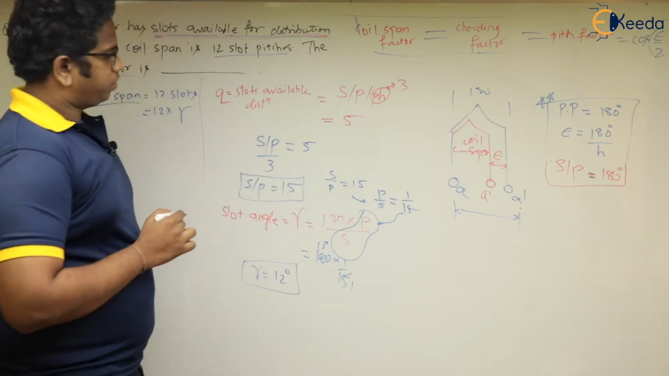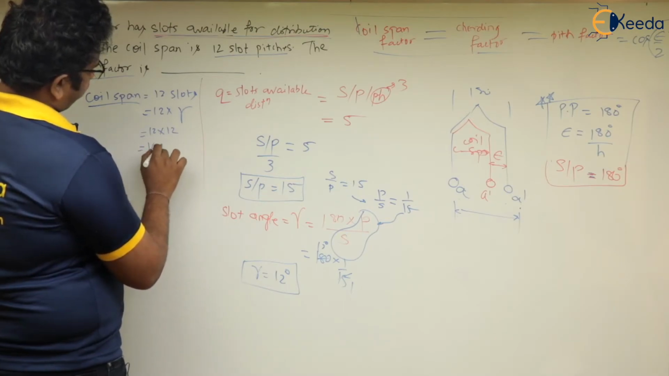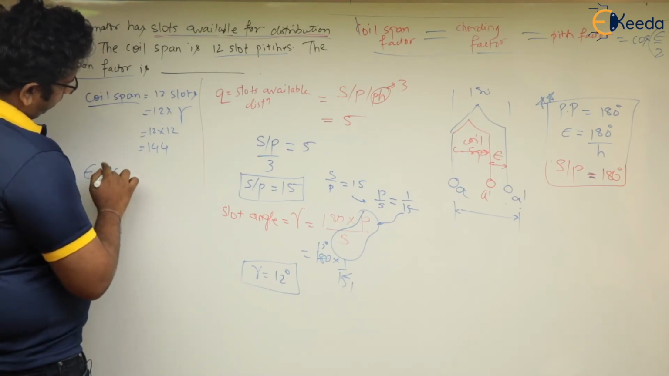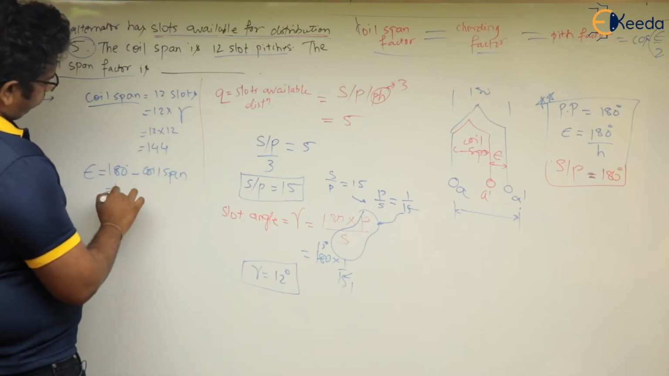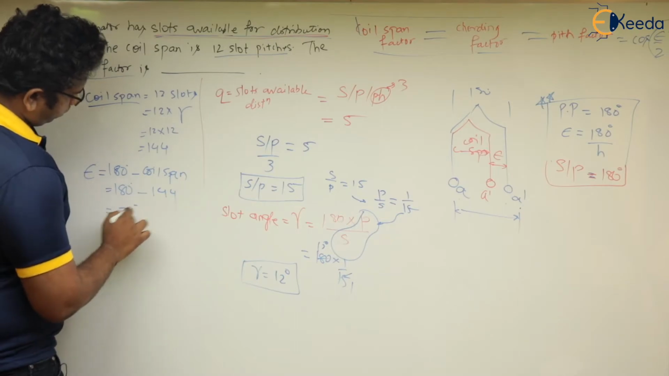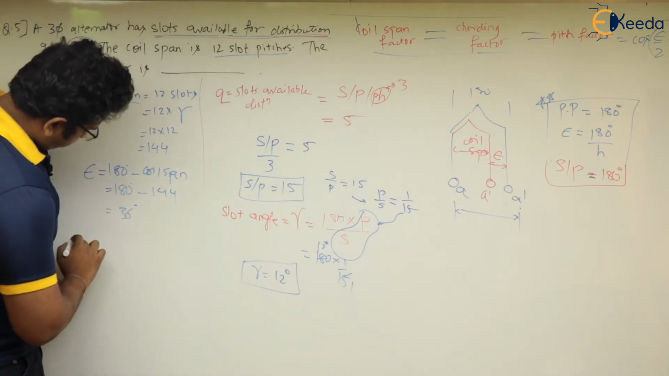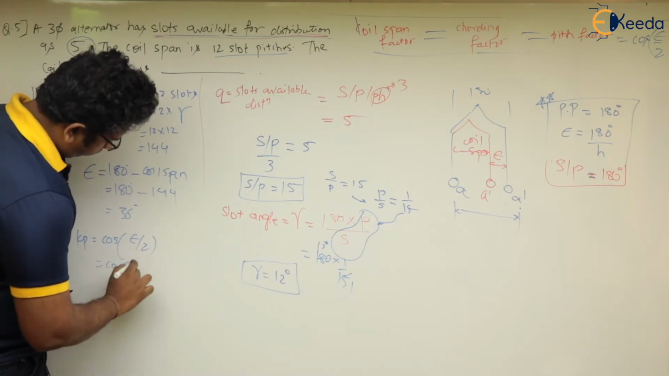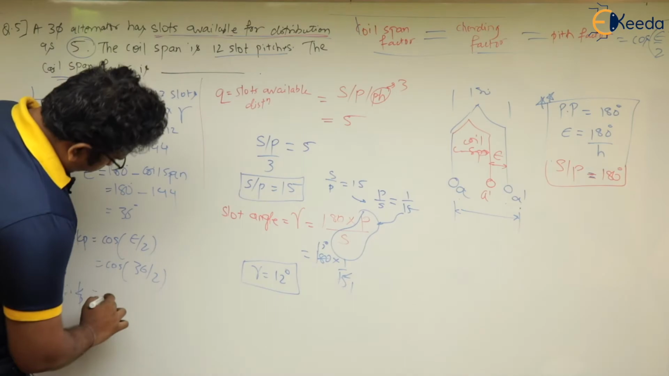I hope this is very clear. Now, the moment gamma equals 12 degrees, just replace it there. 12 into 12 is 144. If coil span is 144, how much is epsilon? Epsilon is 180 degrees minus coil span, so 180 minus 144 is equal to 36 degrees. If epsilon is 36 degrees, what else are they asking? Coil span factor, Kp, which is equal to cos of epsilon by 2. Epsilon is 36, so cos of 36 by 2. After solving this, you get Kp equal to 0.951.